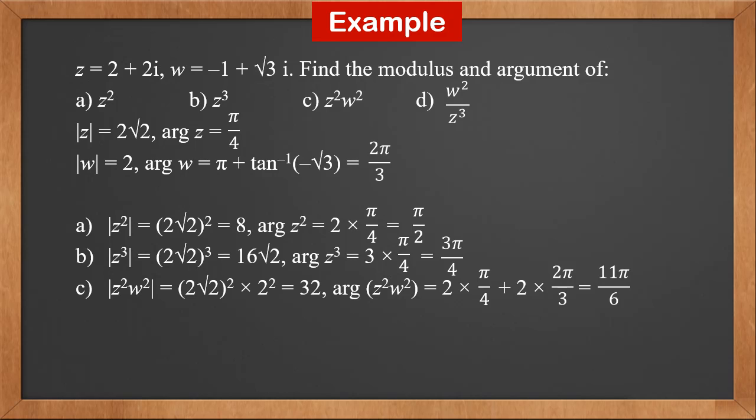The modulus of z squared w squared is the square of z's modulus times the square of w's modulus. This is the square of 2 root 2 times the square of 2, which is 32. The argument is twice arg z plus twice arg w. This is 2 times quarter pi plus 2 times 2/3 pi, which is 11 pi over 6. This is out of the range of minus pi to pi. Let's plot it in the coordinate system. It is pi over 6 below the positive x axis. So the argument is minus 6th pi.